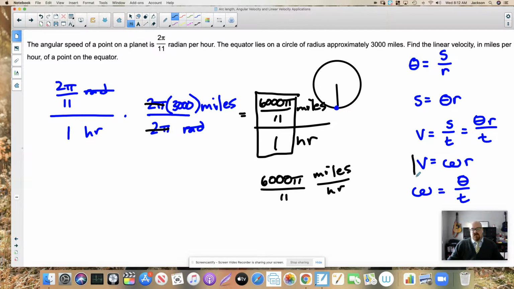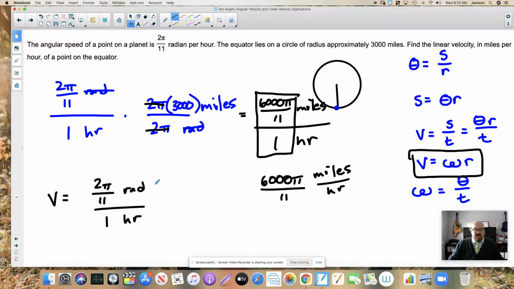Now, I said from the beginning we're going to look at this as if we didn't have any of these formulas. What does this formula say? It says to find the linear speed of an object, take its rotational velocity, its angular speed, that's omega, this funky looking w, times the radius, which is 3,000. That's essentially exactly what we just did, and we got this answer.